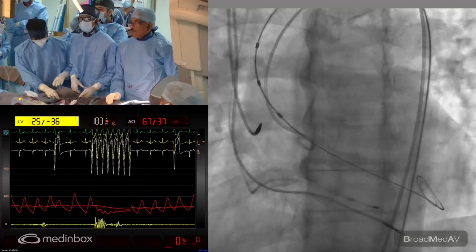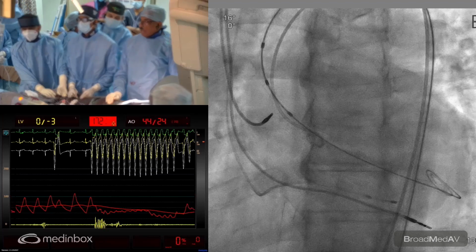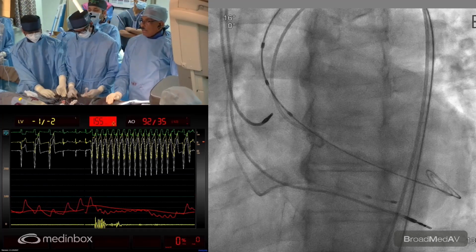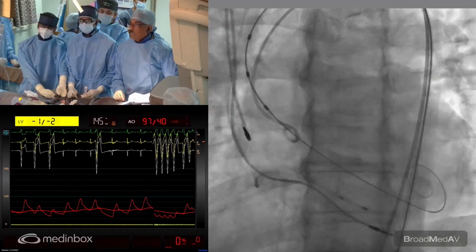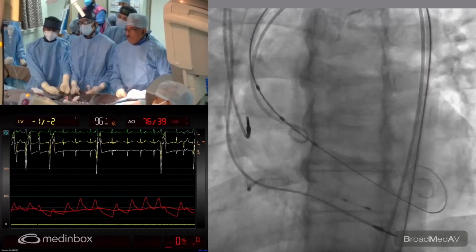Hold the line. Okay, that's good. That's good. Stop. Okay, I'll take the call for the pacing, please. And Nanda, you'll do the dilatation, please? Yes, sir, sure. So we'll get the valve down.